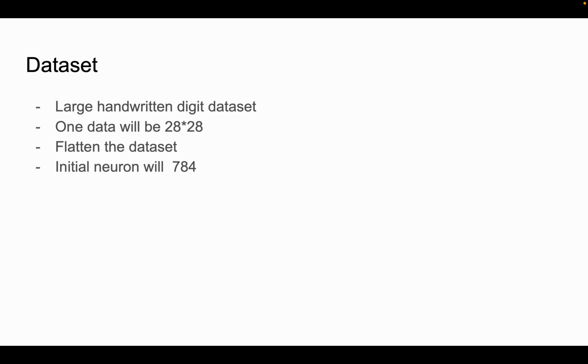In this video, we will be discussing MNIST dataset classification using an artificial neural network. So what is the MNIST dataset? MNIST is a large handwritten dataset which is commonly used for training image classification.